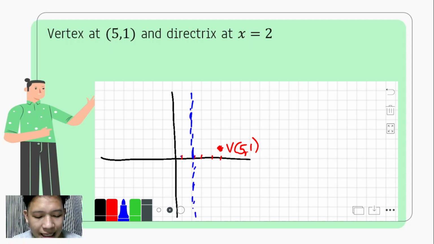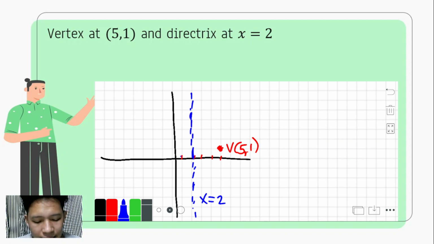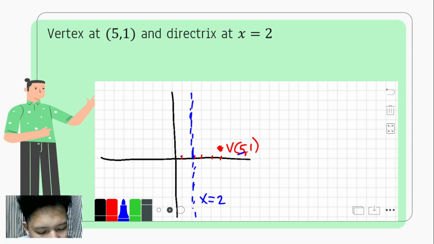Alright? So our directrix is at x equals 2. How many units, or what is the distance between the directrix and the vertex? From x equals 2 to 5, where the vertex is. And that makes a difference. How many units? That would be 1, 2, 3. Meaning, the value of c would be 3.